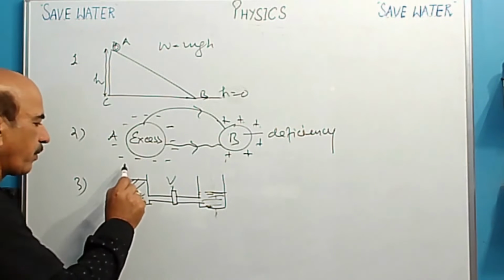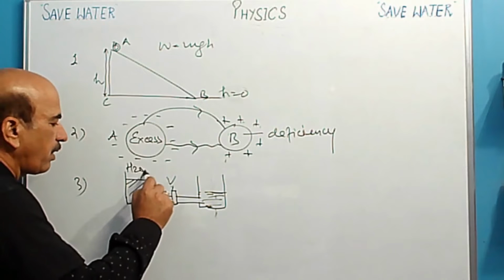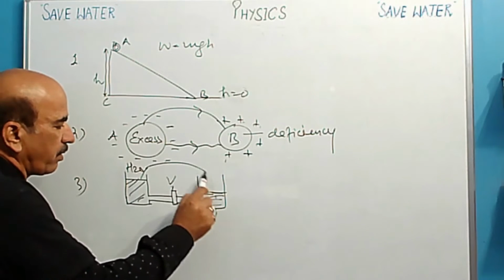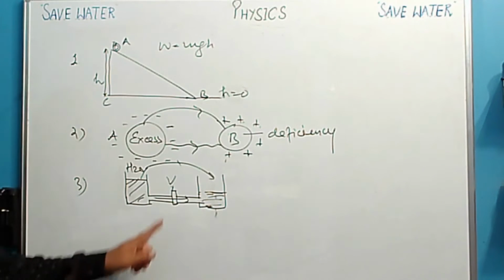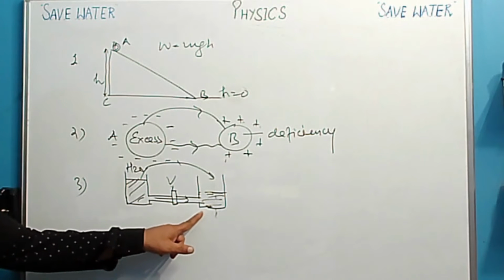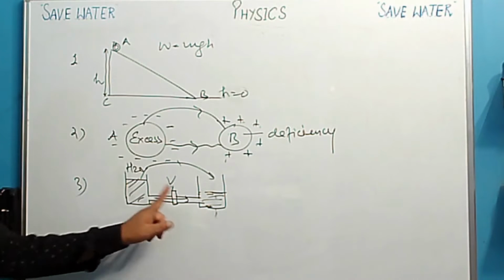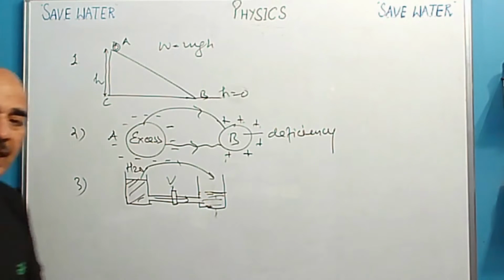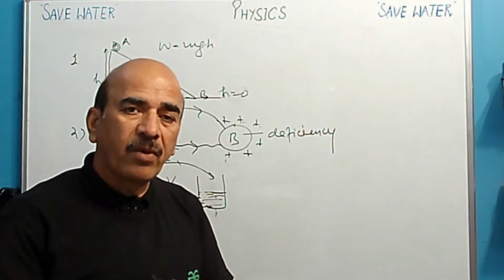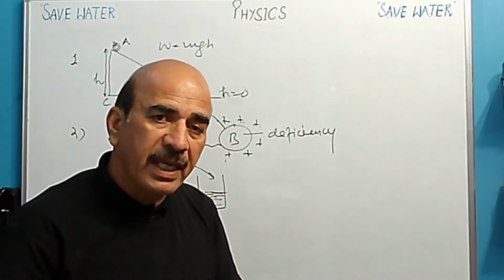Water will flow. Here is water. Water will flow from this container to this container through this pipe. Yes, valve खोलने से इधर से जाएगा ये. And how long will it flow? Okay, when the levels in these two become the same, then water will stop flowing. Water will stop flowing. रुक जाएगा.